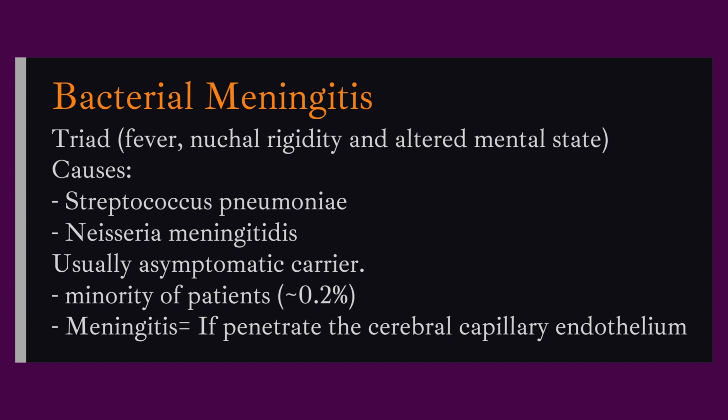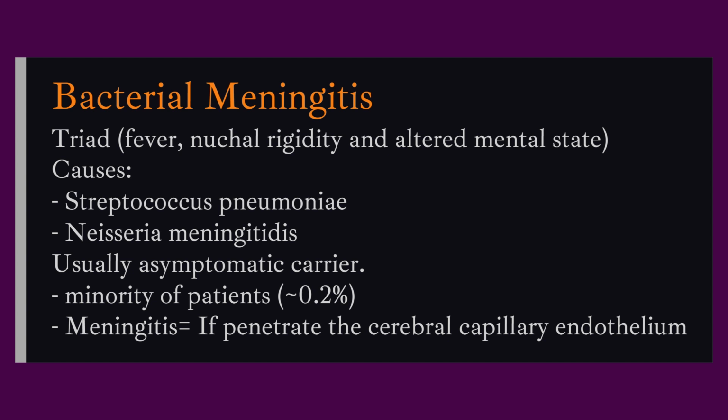These pathogens are transmitted via aerosolized droplets and are able to colonize the nasopharynx due to the presence of specialized surface components, like fimbriae and pili. Colonization usually leads to an asymptomatic carrier state, but in a minority of patients, approximately 0.2% of cases, the bacteria penetrate the epithelium and enter the bloodstream.